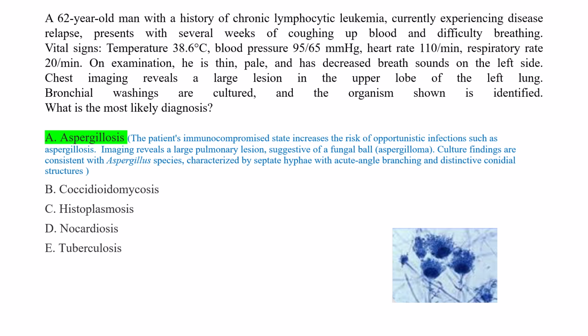Aspergillosis. And that is because this patient is immunosuppressed, placing him at risk for opportunistic infections like aspergillosis. The chest imaging shows a large mass consistent with an aspergilloma, and culture reveals acutely branching septate hyphae with conidial heads, which is characteristic of Aspergillus species.